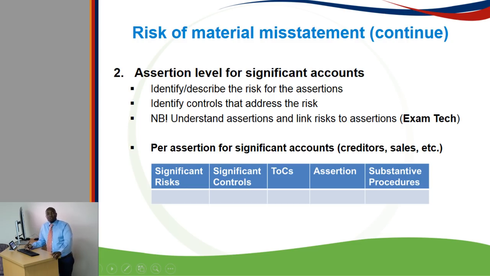Obviously in TAT 103, you identified the risk at the assertion level, you identified the risk at the FS level, and you also identified the controls that should be in place. Remember, you need to link your assertions to the different risks, right?